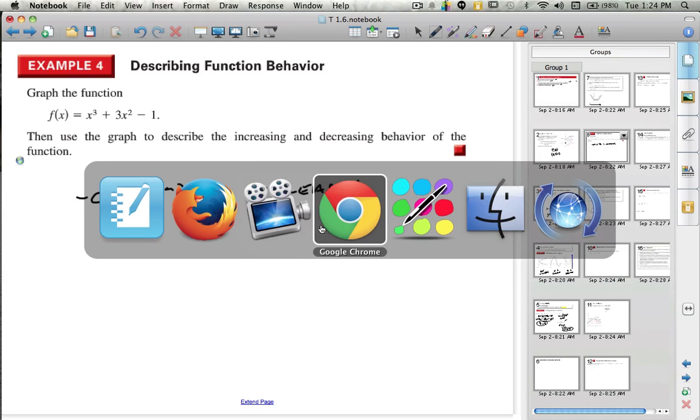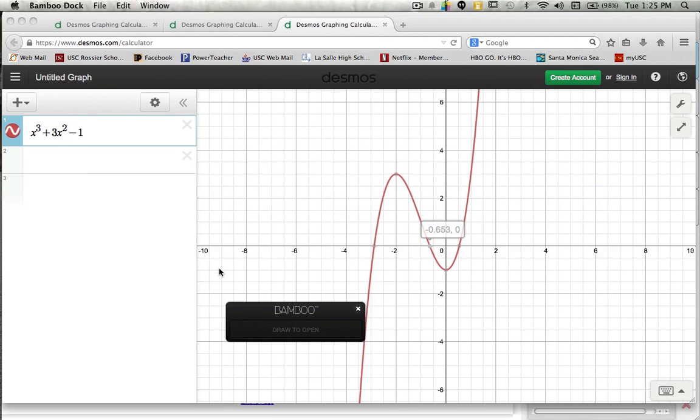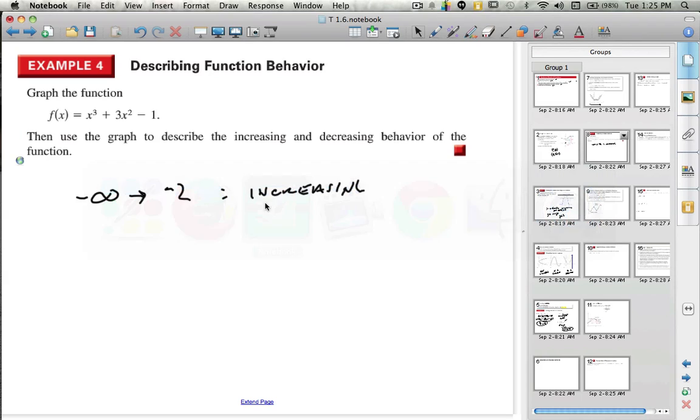If I go back, from negative 2 to 0, it's decreasing. From negative 2 to 0, decreasing. And from 0 to positive infinity, it's increasing again.